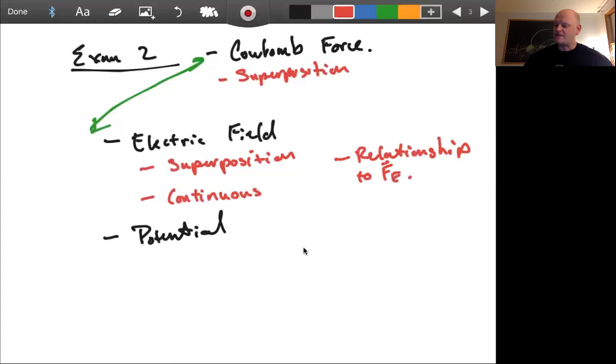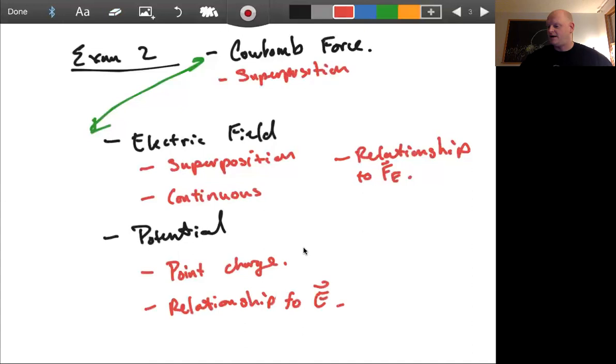For potentials, here, again, basically the same thing. So we have point charges, so potential of a point charge. We have the relationship to the electric field, to E. What else are we here? So continuous distributions as well.